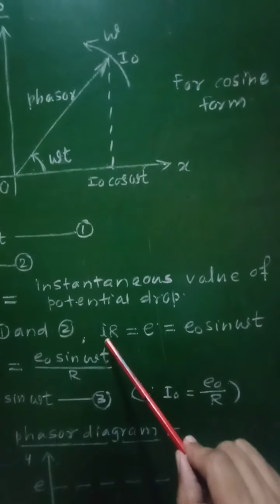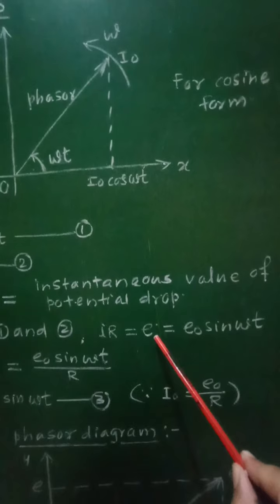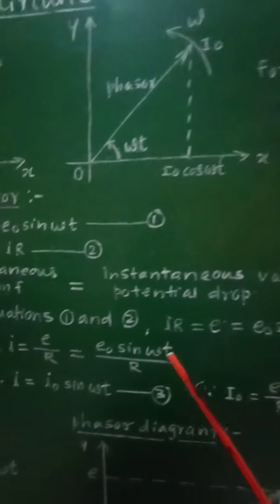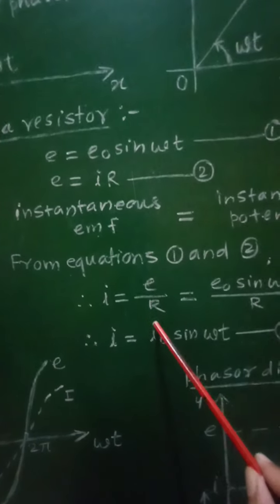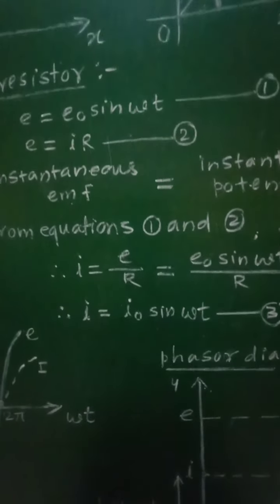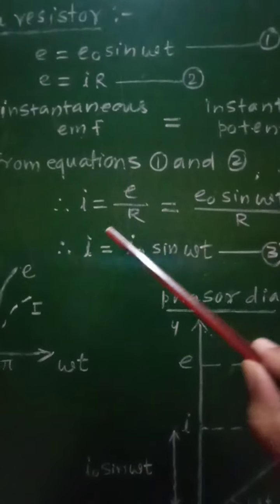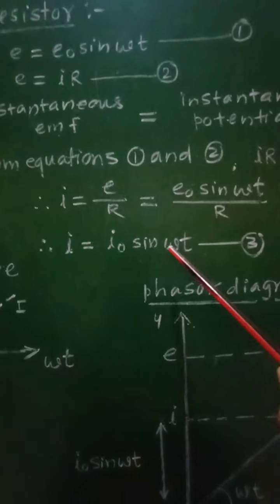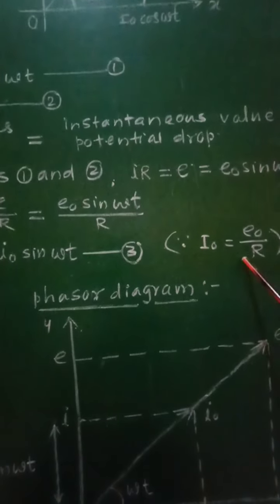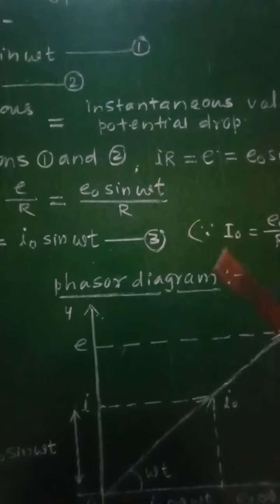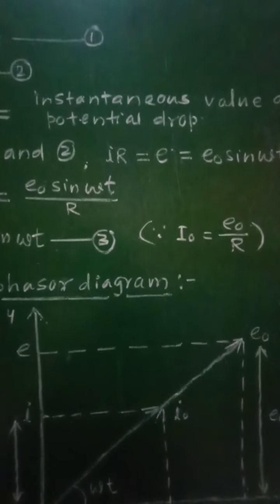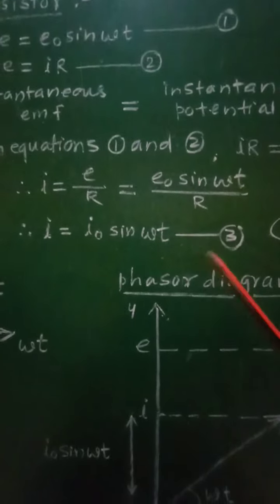From this, I will be calculated as E upon R, or E0 sin omega t upon R, and therefore we can write I is equal to E by R equal to E0 sin omega t upon R. Now from this we can write current I is equal to I0 sin omega t, where I0 will be equal to E0 by R. That is, I0 represents the peak value of current, because E0 is the peak value of EMF. Let this be equation number 3.